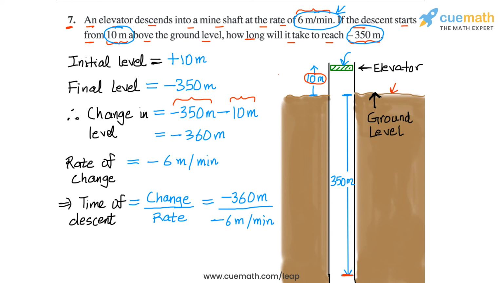So this is how we can calculate the time. And how much is this quotient? Both dividend and divisor are negative, so the quotient will be positive, and 360 by 6 is simply equal to 60. And what will be the unit? The unit will be minutes. So we get this quotient as 60 minutes, which we can write as 1 hour. So the time of descent is 1 hour, and 1 hour therefore is the answer for question number 7.